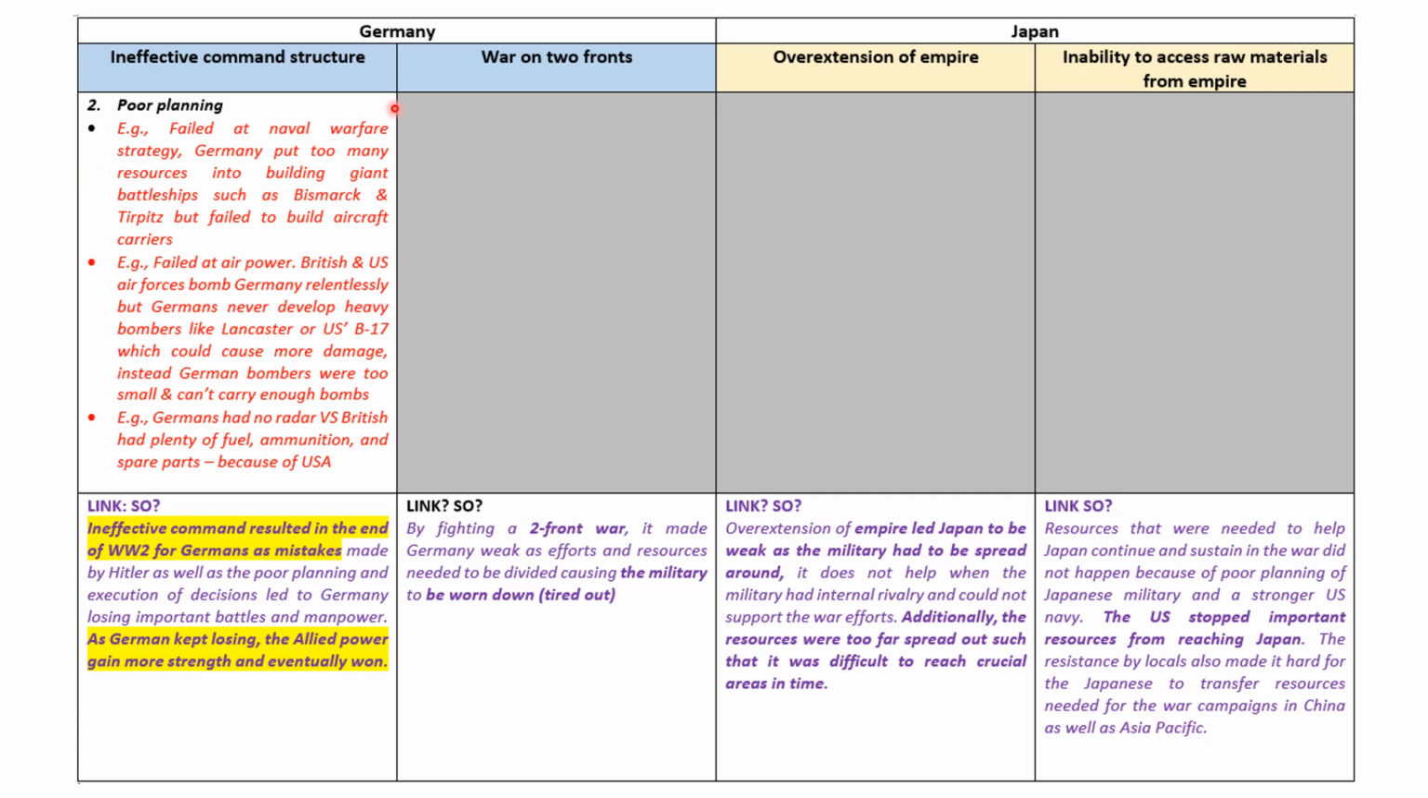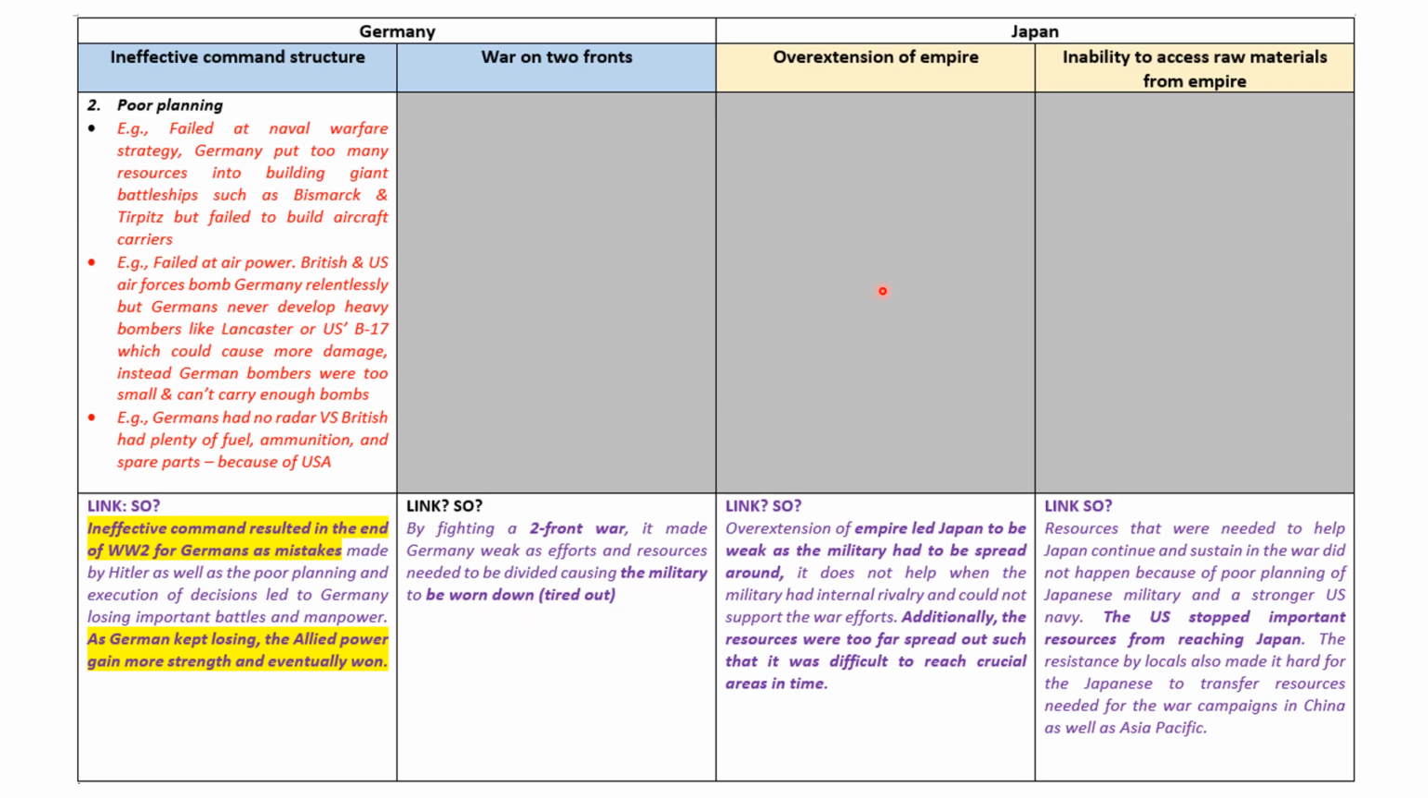Again, if we talk about the weakness, you have Germany: ineffective command structure, war on two fronts. For Japan, it is the overextension of empire, inability to access raw materials. How do you link? You can see ineffective command structure will result in mistakes. And when you have mistakes, as Germany kept losing, the Allied powers gained more strength and eventually won. War on two fronts made Germany weak, obviously. Resources needed to be divided, causing the military to be worn out.